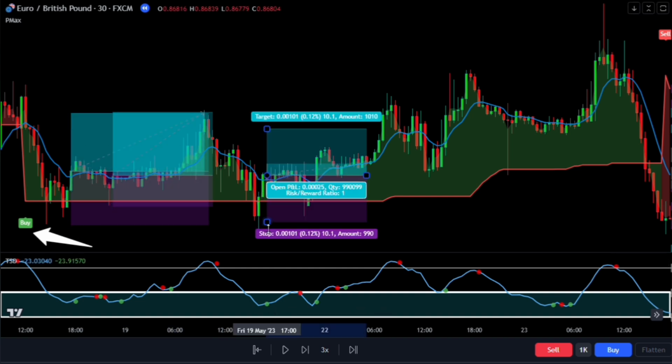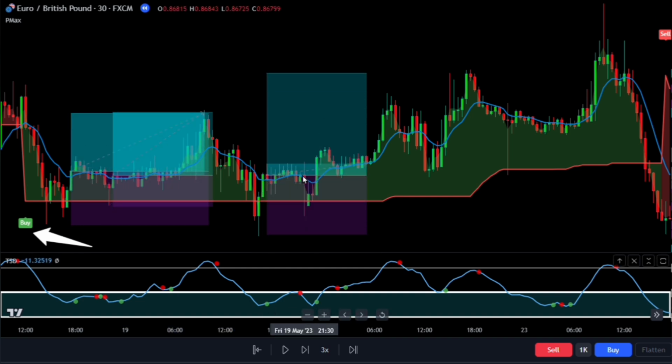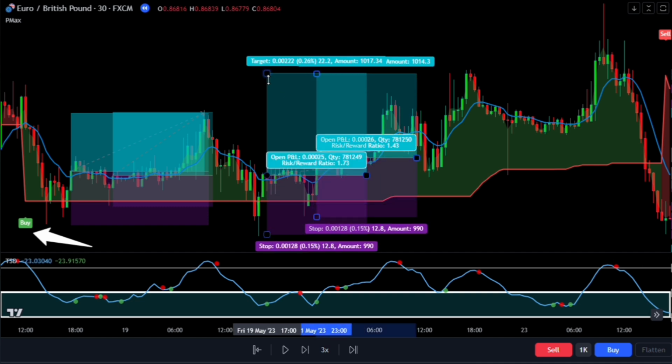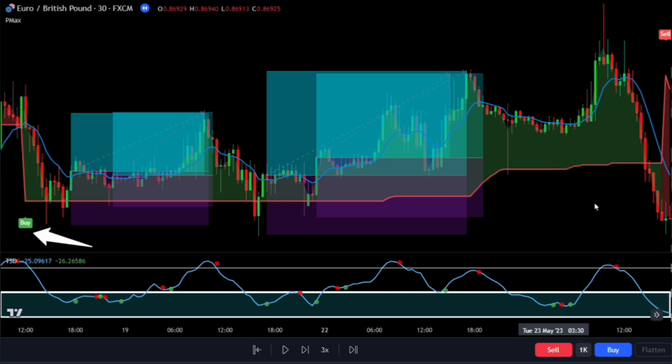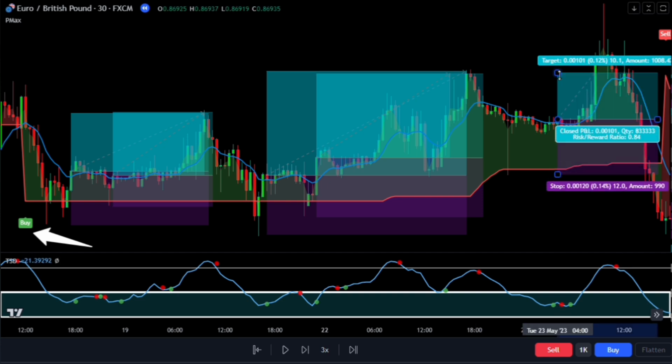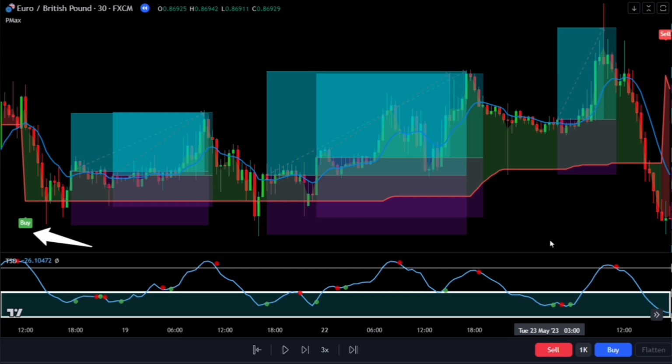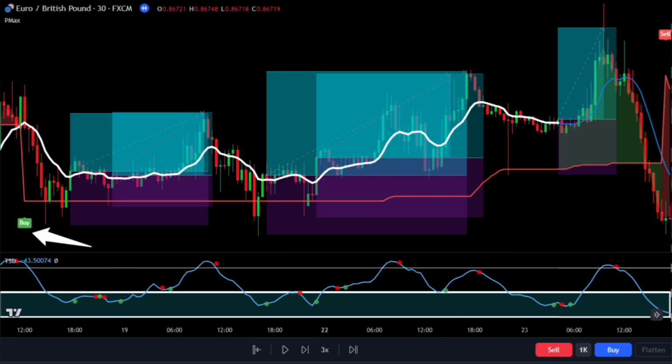Now, let's discuss how we actually execute trades using this strategy. It's crucial to prioritize the signals that have a higher probability of success, while also considering the information provided by the PMEX cloud. By taking into account the PMEX cloud in our analysis, we can avoid taking trades based on weak signals that may not lead to profitable outcomes, especially in a trending market.